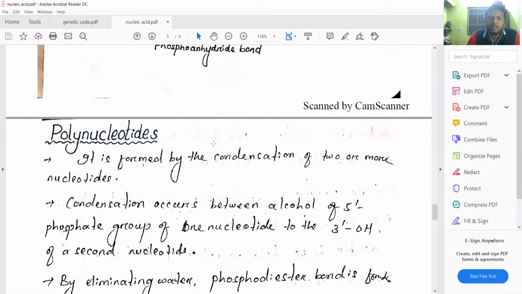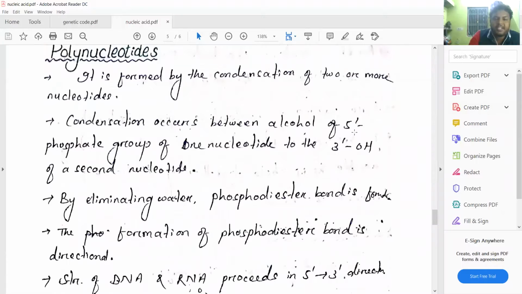So condensation occurs between the 5' phosphate group of one nucleotide and the 3' OH of the second nucleotide. In between that, the condensation reaction takes place. The elimination of water is the condensation reaction, so by eliminating water, the phosphodiester bonds are formed.